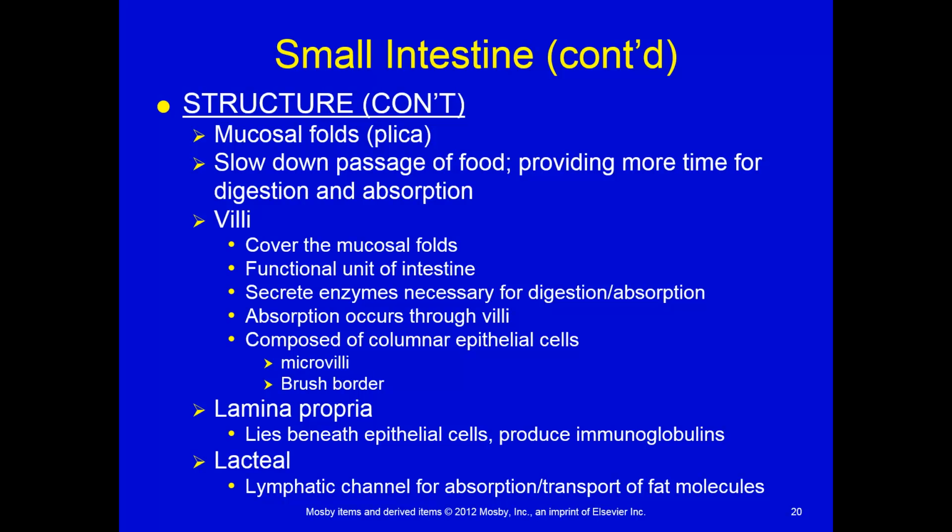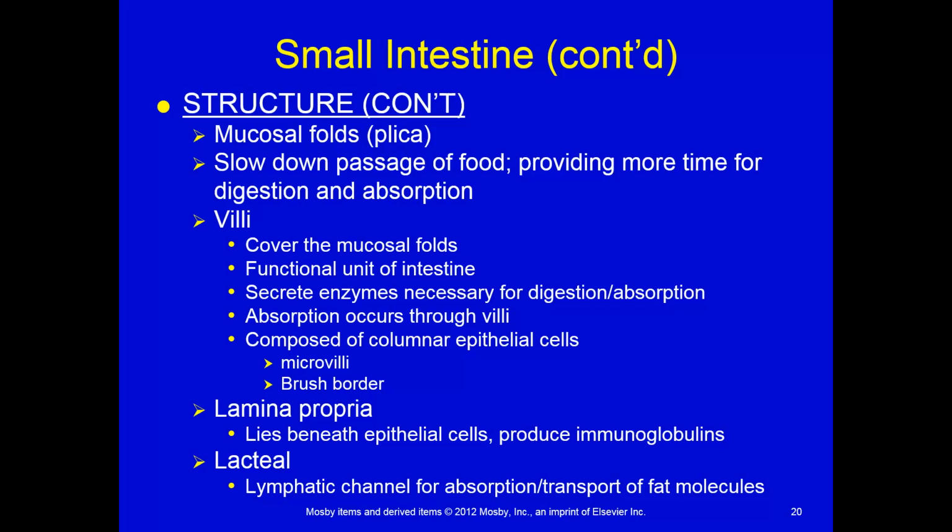Now, the purpose of this plica, the purpose of the internal membrane of the small intestines being structured like this, is twofold, really. It slows down the passage of food, and it also provides increased surface area for absorption. Right? So it slows down the passage of food, which provides more time for digestion and for absorption to occur. And it also provides more surface area for those things to occur. So that's structurally the purpose of these mucosal folds.